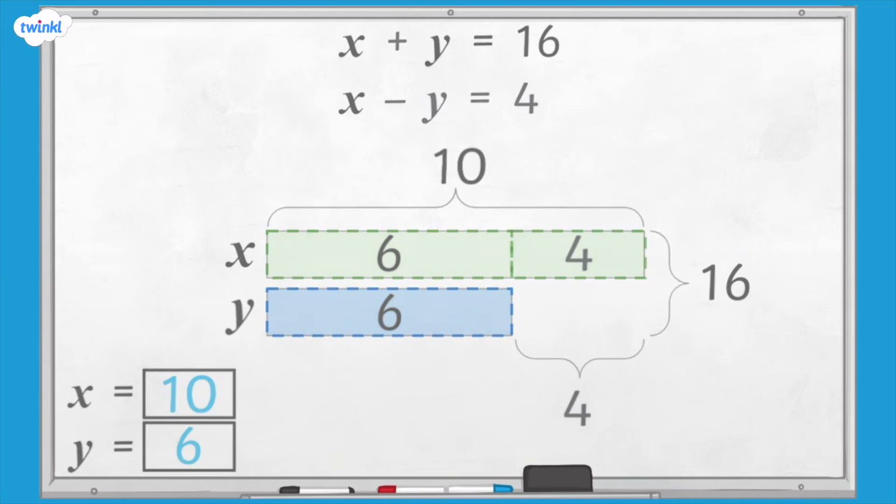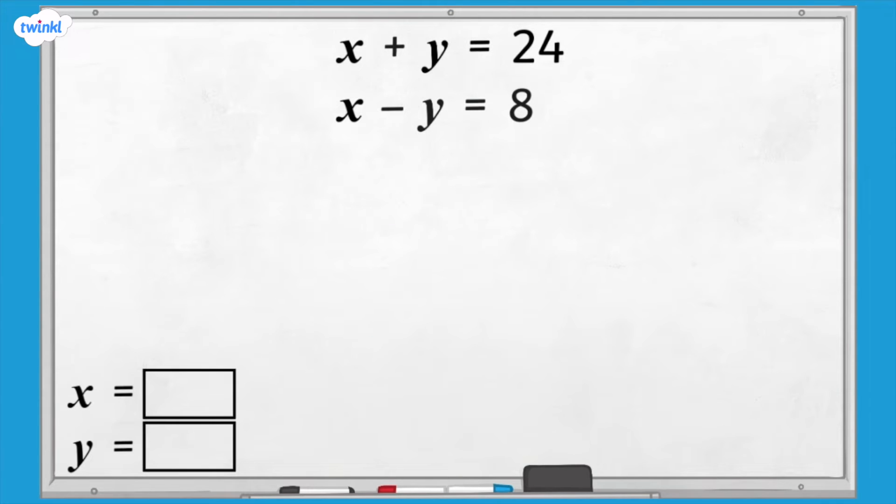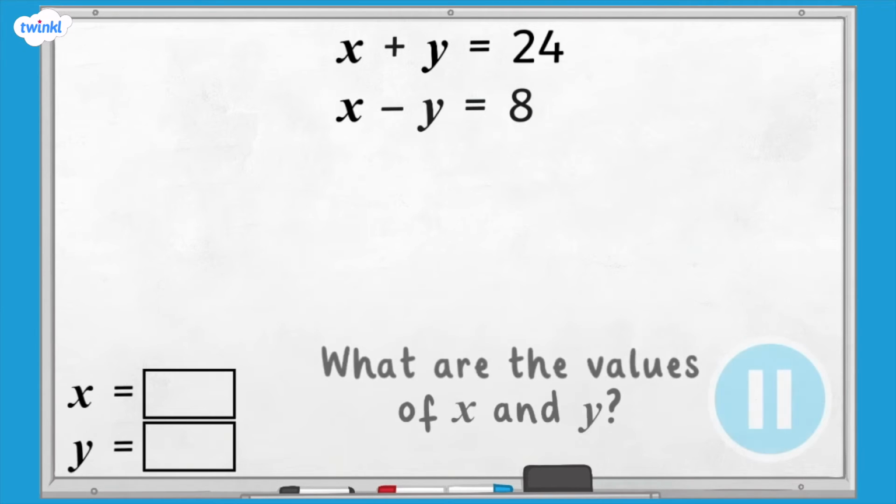Now it's your turn. Draw a bar model to help solve these equations. X add y equals 24 and x subtract y equals 8.